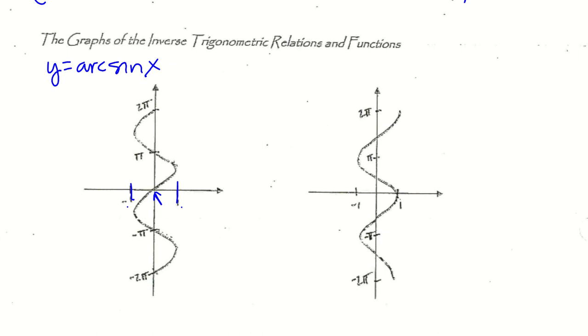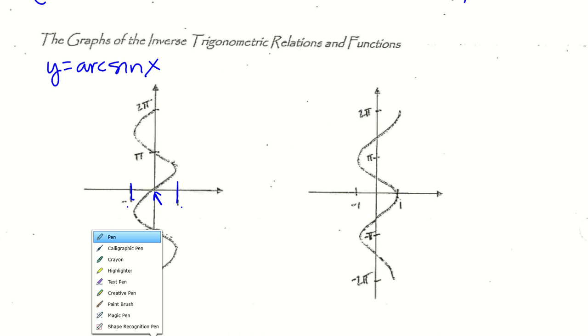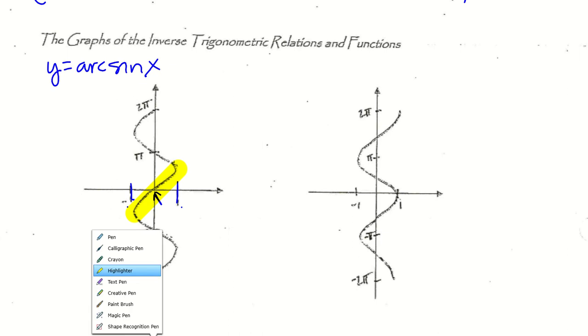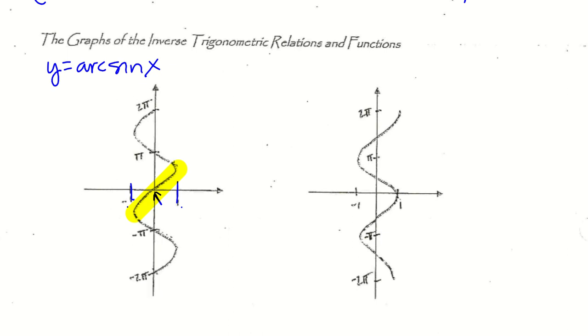Well, let's think. What if we started that piece here and we travel to here? Wouldn't that work? I hope you can see that it will. So our principal branch goes from here to here. And that is the graph of y equals the inverse sine of x, which is a function.